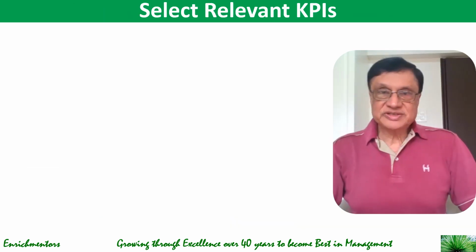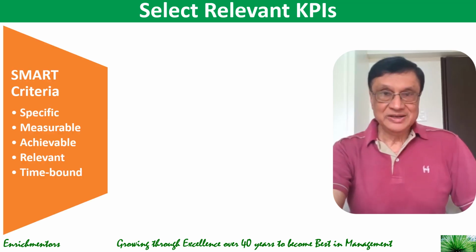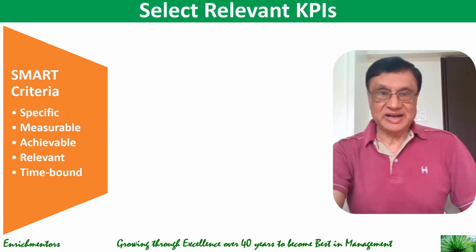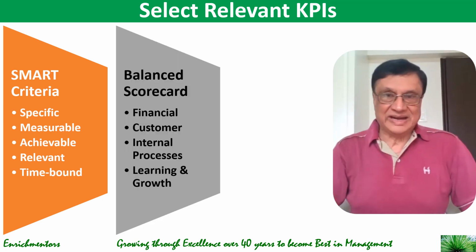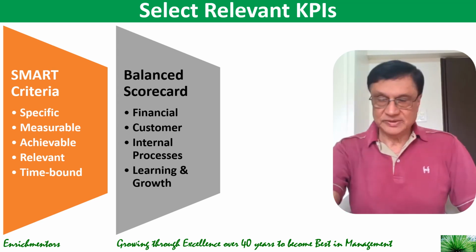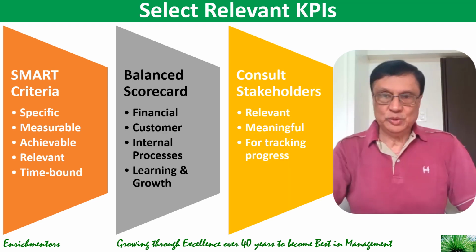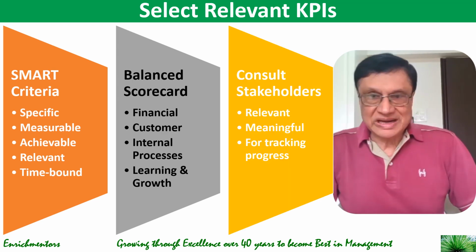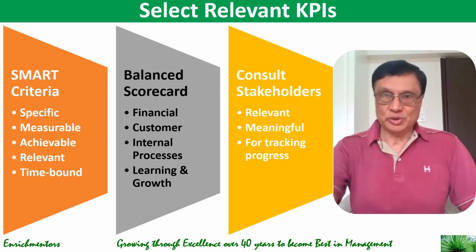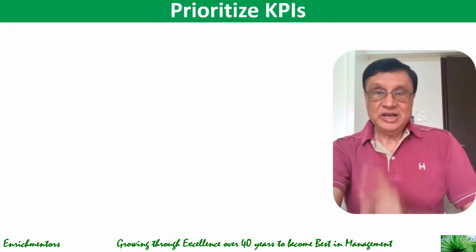Having done that, you are ready to select the relevant KPIs. So you ensure your KPIs are specific, measurable, achievable, relevant, and time bound, SMART for short. Then you use a balanced scorecard approach to select the KPIs across different categories like financials, customer, internal processes, learning, and growth. And in this process, you engage with the key stakeholders to get their inputs on which KPIs are most relevant and meaningful for tracking the progress. So that's how you select the relevant KPIs.